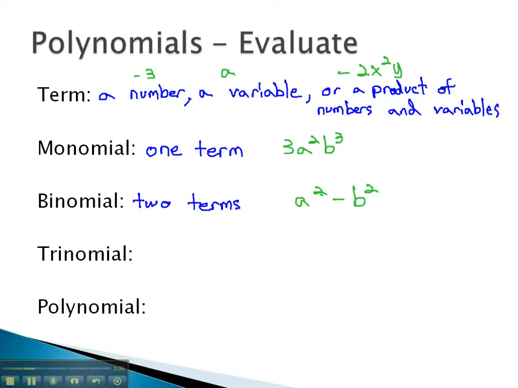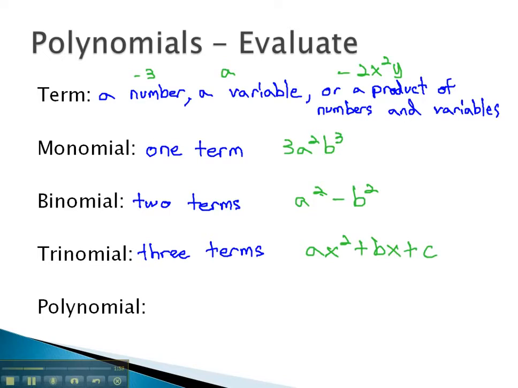Addition and subtraction is what separates individual terms. A trinomial, the prefix tri meaning three, has three terms. An example of a trinomial would be ax squared plus bx plus c.